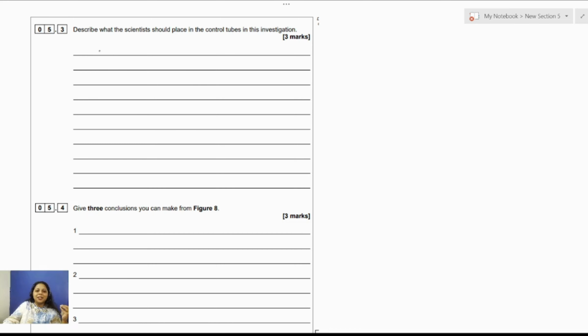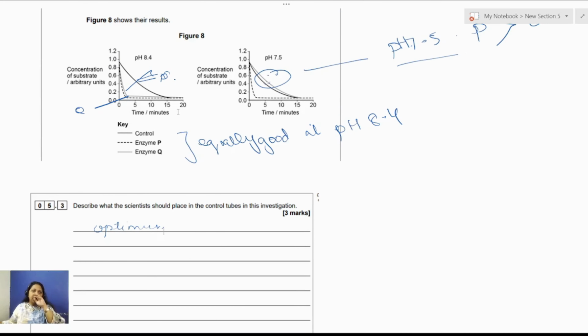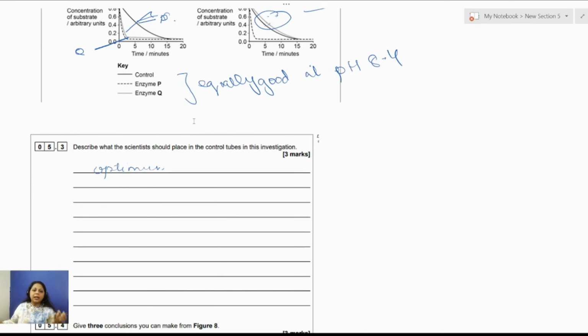No, the pH is changing. It's 8.4. We can say a constant pH in both, and that pH is maintained by which solution? Buffer. So we'll use a buffer solution. Okay, what could be added? The same concentration of substrate in P and Q. Okay, the same concentration of the denatured enzyme.